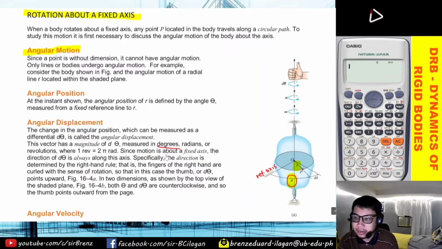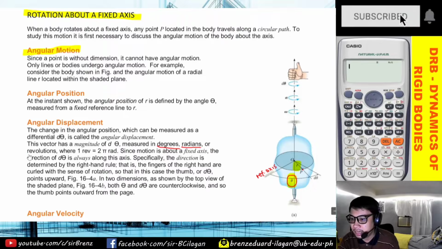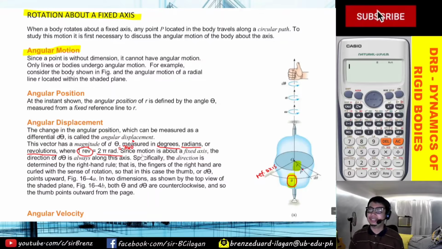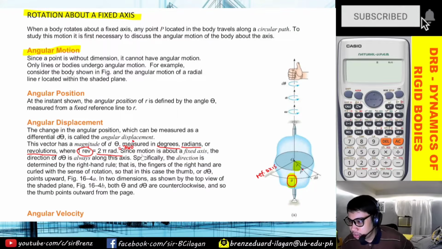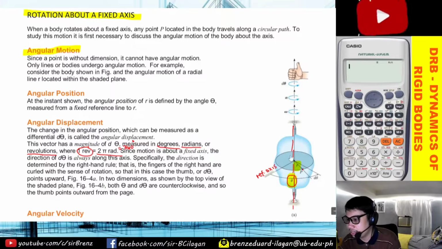So, I'm reviewing the conversions for you. It is paired with radian, or it can also be in terms of revolution. So, take note that 1 revolution is 2 pi rad, and 1 revolution is also equivalent to 360 degrees. Since motion is about a fixed axis, this is our reference axis, and we rotate the point P at a distance r.